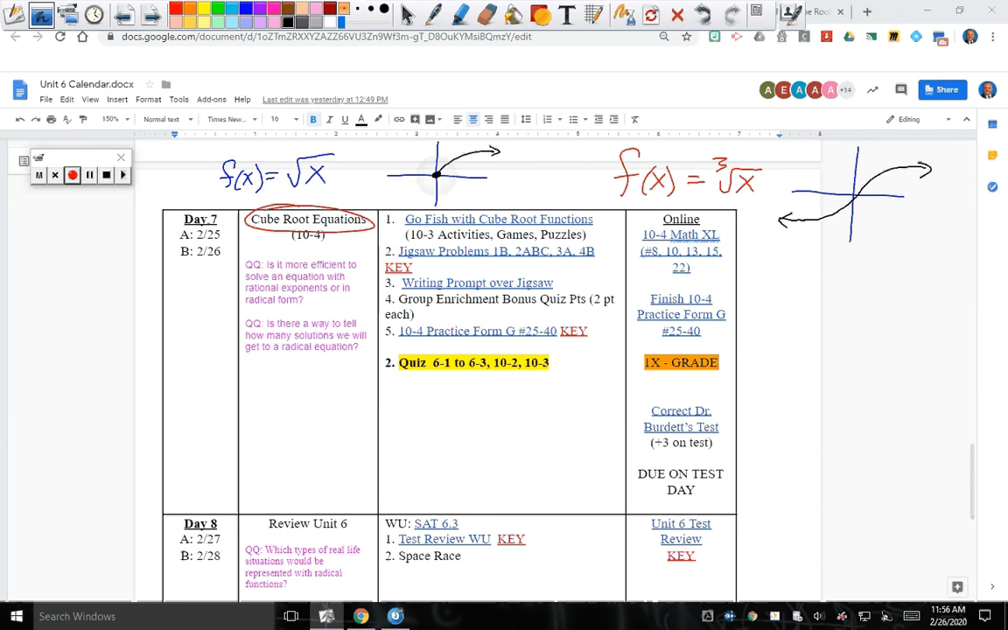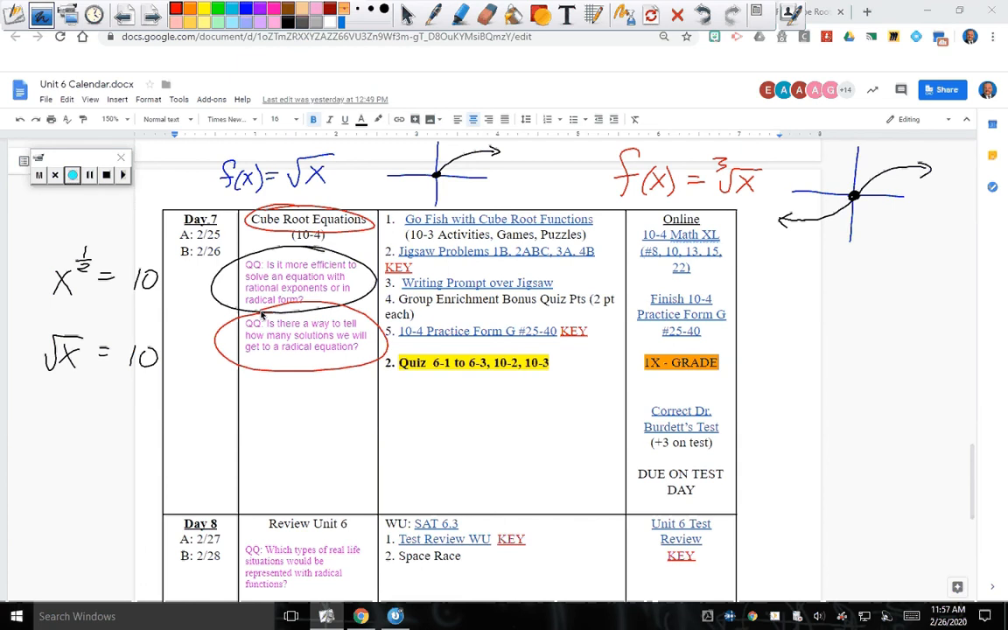Okay? 0, 0 is where this one has a center, and 0, 0 here is when the square root function begins, you could say. Alright? So the two questions we're looking at: is it more efficient to solve an equation with rational exponents or in radical form? That means if I have x to the 1/2 is equal to, let's say, 10, is it more efficient than if you saw it this way? Go with me? And then our second question is, is there a way to tell how many solutions we will get to a radical equation? Okay, that's what we're going to look at today.